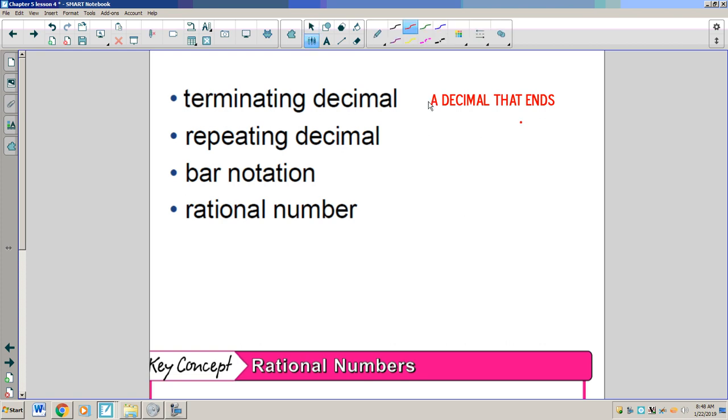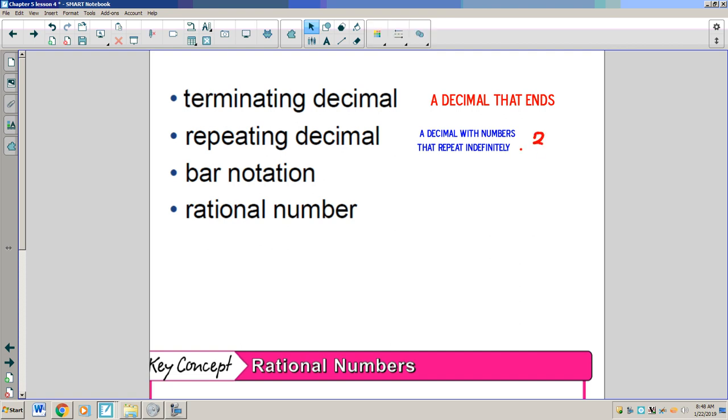For example, 0.52 stops right there. We could add zeros after it, but as far as the non-zero numbers, they do not repeat. Next one, a repeating decimal is a decimal with numbers that repeat indefinitely.